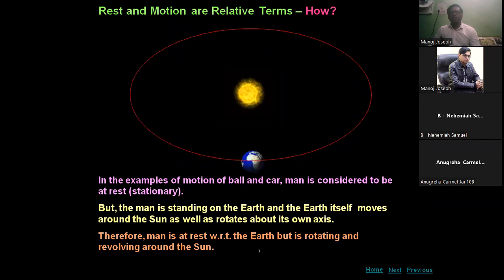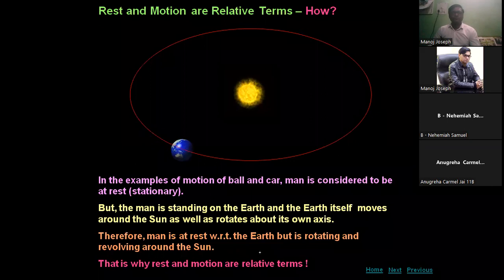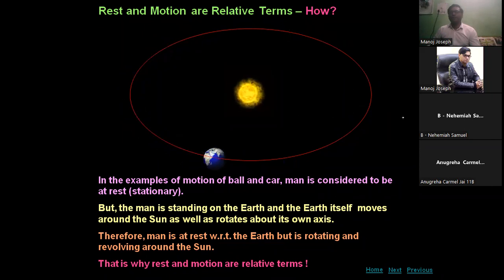So take the screenshot. Okay. So we can say rest and motion are relative terms. They are related to each other.